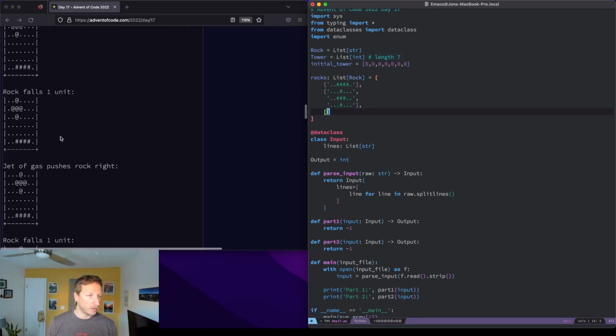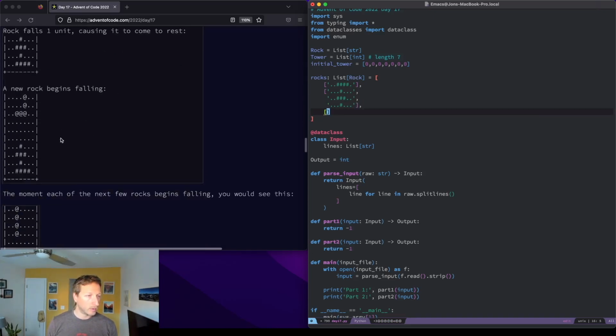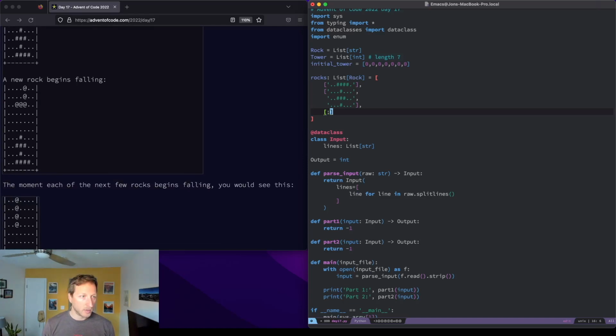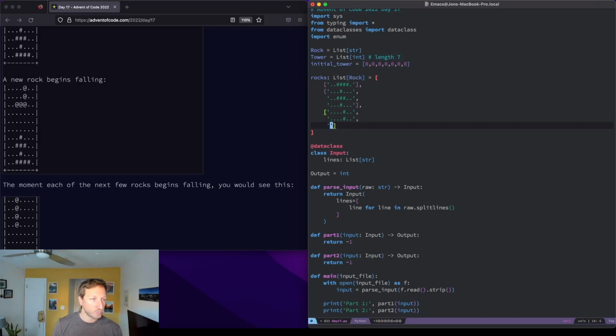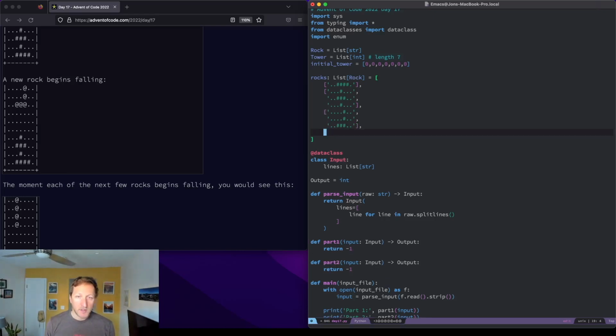Third one is an L: dot, dot, dot, dot, pound, dot, dot, dot, dot, dot, pound, dot, dot, pound, pound, pound, dot, dot. And we have 1, 2, pound, pound, dot, dot, dot, dot. And we have that x4 for I in range 4.